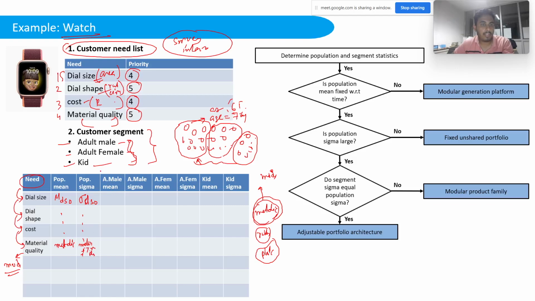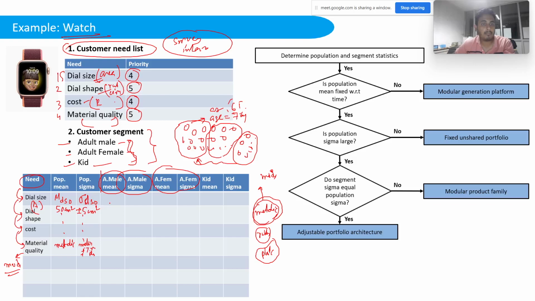Then next, you consider the segment-wise mean and sigma. For example, this is adult male. For a size, if the population size is 50 centimeter square and the population sigma is 5 centimeter square, this is just the area. I'm defining this by area. That means 50 plus or minus 5 centimeter square.